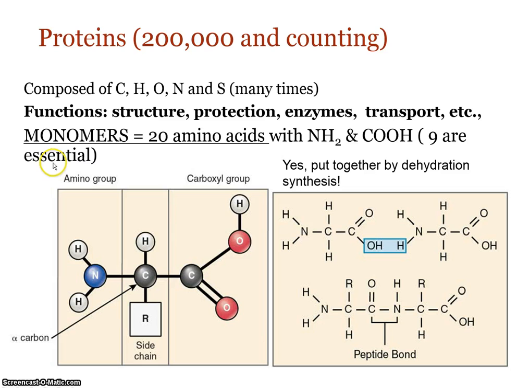Nine of the amino acids are considered essential. This varies from different sources, but usually that has to do with whether or not there are some differences between children and adults. But as adults, we say 20 amino acids, 9 of which are essential, which means you have to get them from your diet because your body can't synthesize that amino acid.